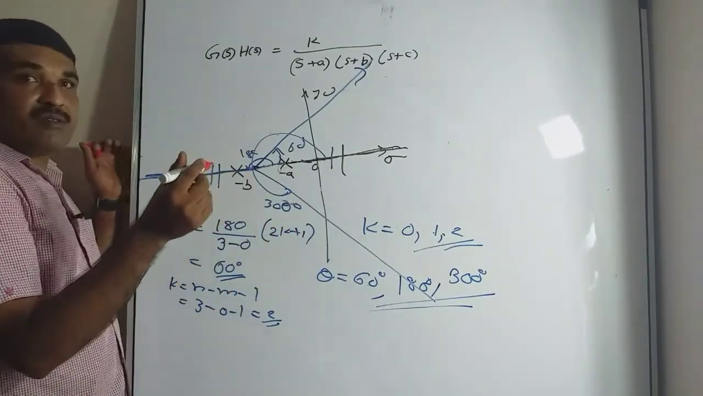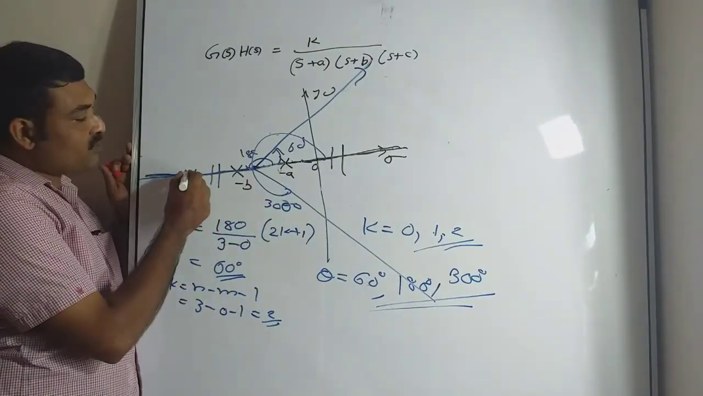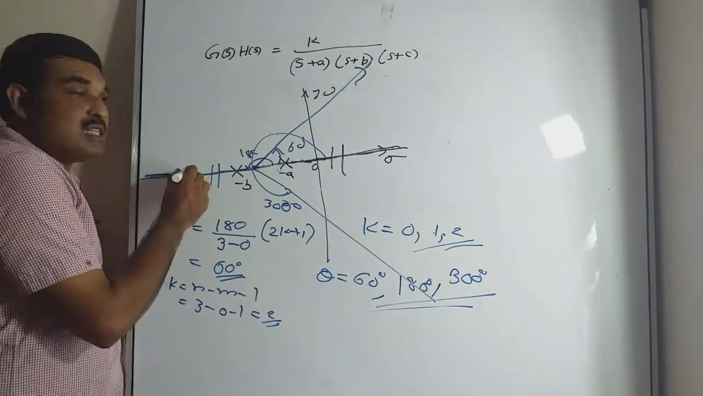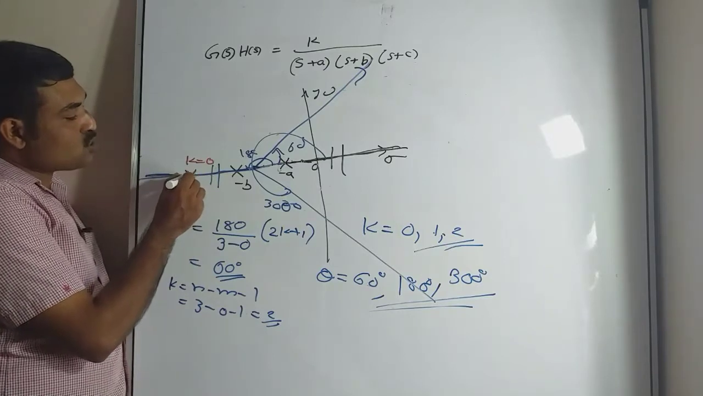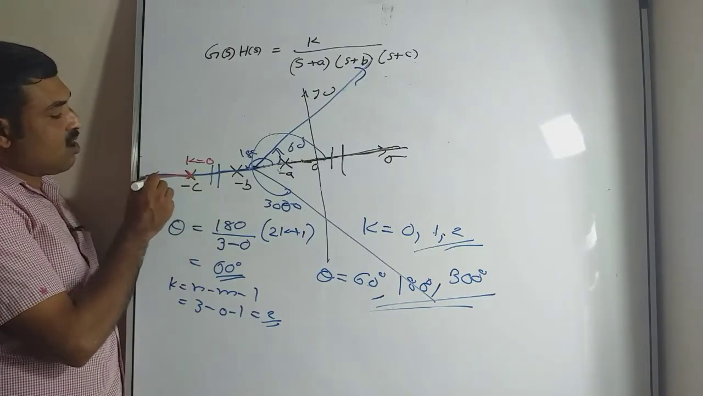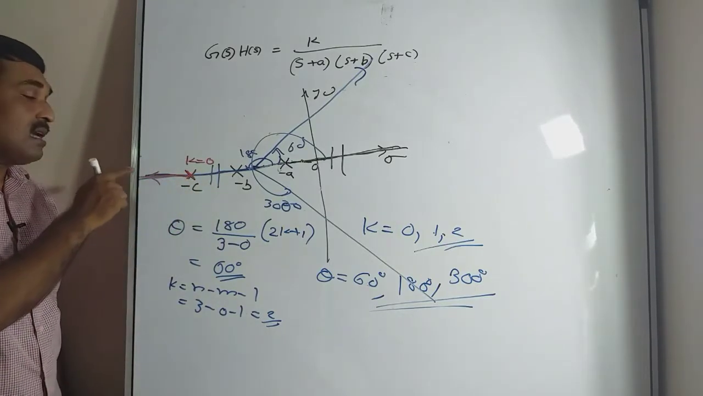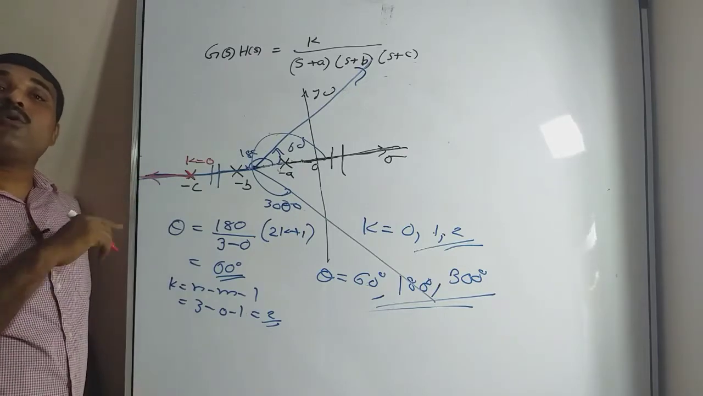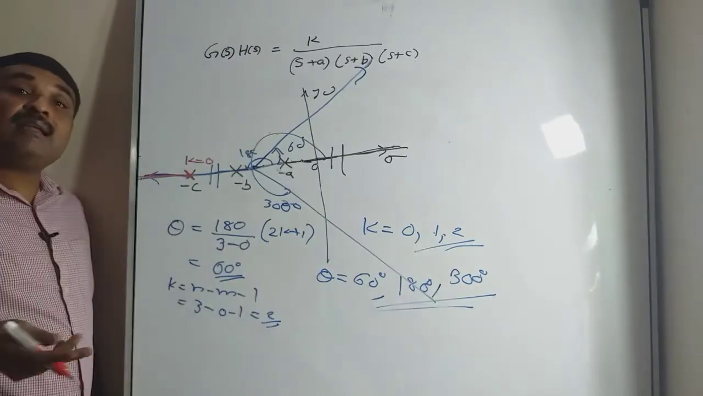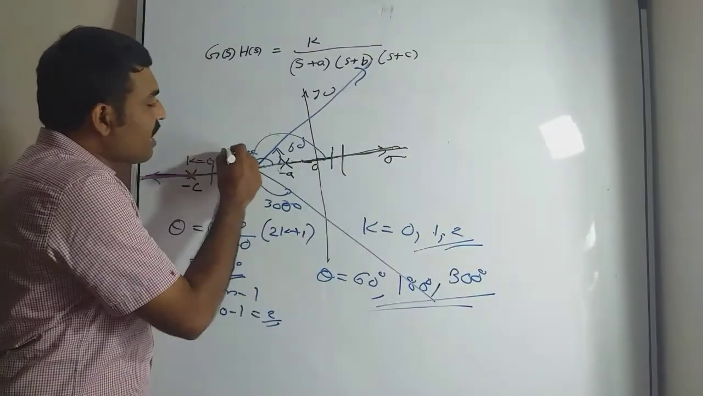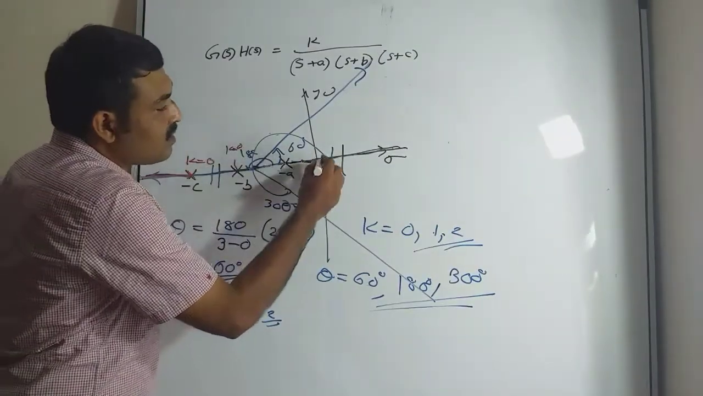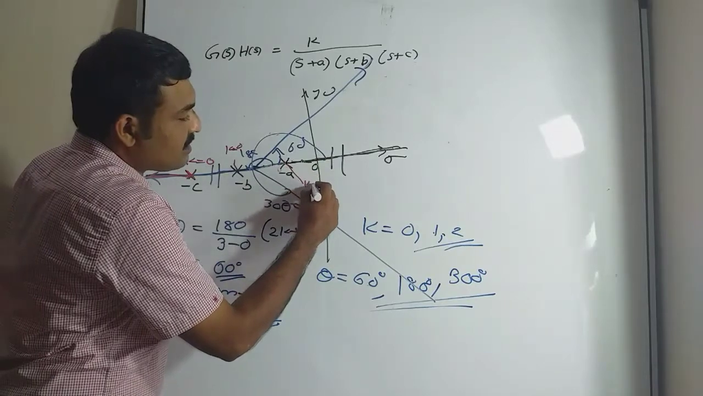Our root locus: one branch of the root locus starts from this pole with k equal to 0 and moves towards infinity along this negative real axis. We are assuming there is a zero at infinity, and it will terminate at that zero at infinity. And from here also, the value of gain k is equal to 0. At this point also gain k is equal to 0.